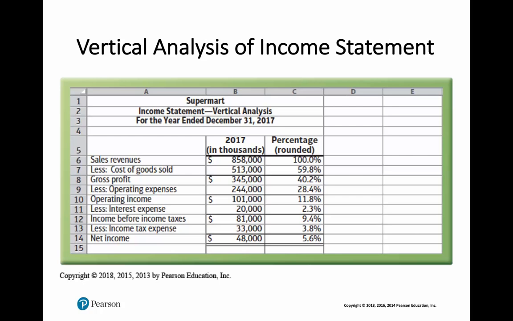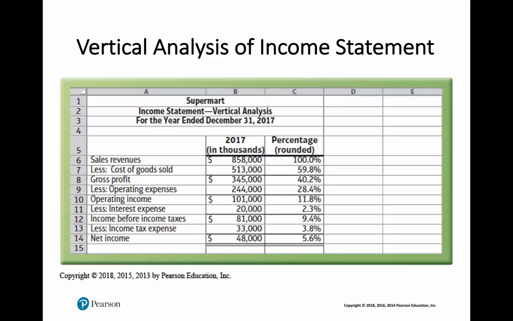You can write a formula in the C column to just equal sales revenue divided by sales revenue. So equals B6 divided by B6, and then you can basically copy that down. So our formula is always referencing back to our B6 as our denominator, and then our numerator is going to be the individual line items in our vertical analysis. So we would do cost of goods sold divided by sales revenue, gross profit divided by sales revenue, operating expenses divided by sales revenue, operating income divided by sales revenue. And we can just see what the breakdown is.